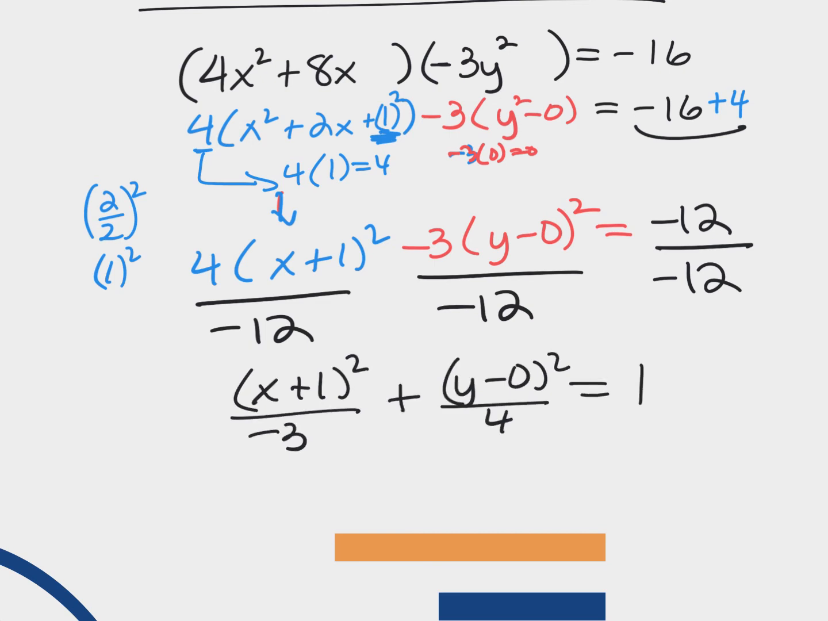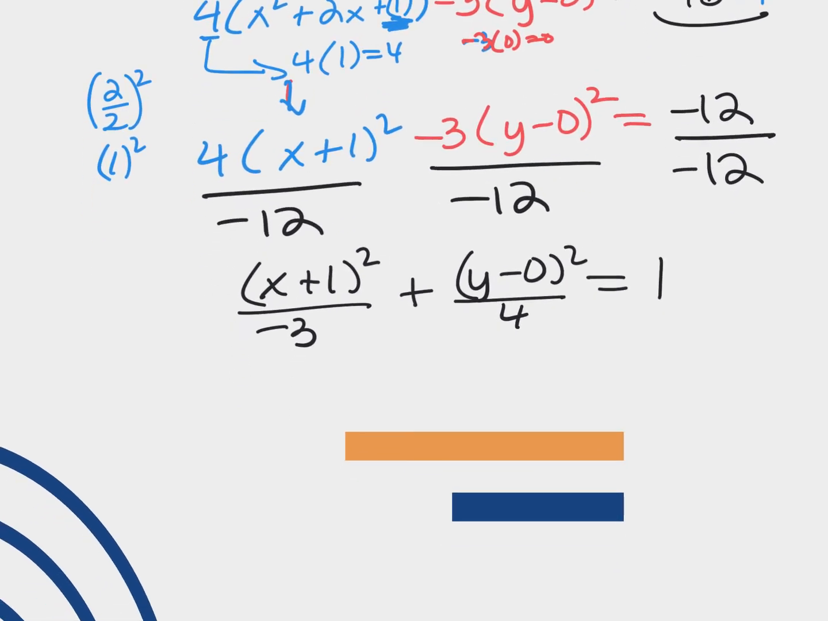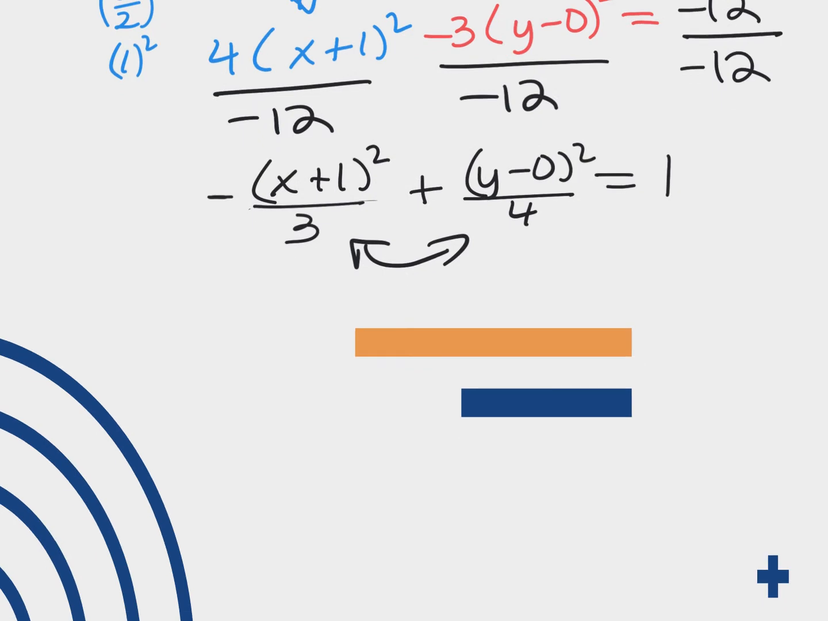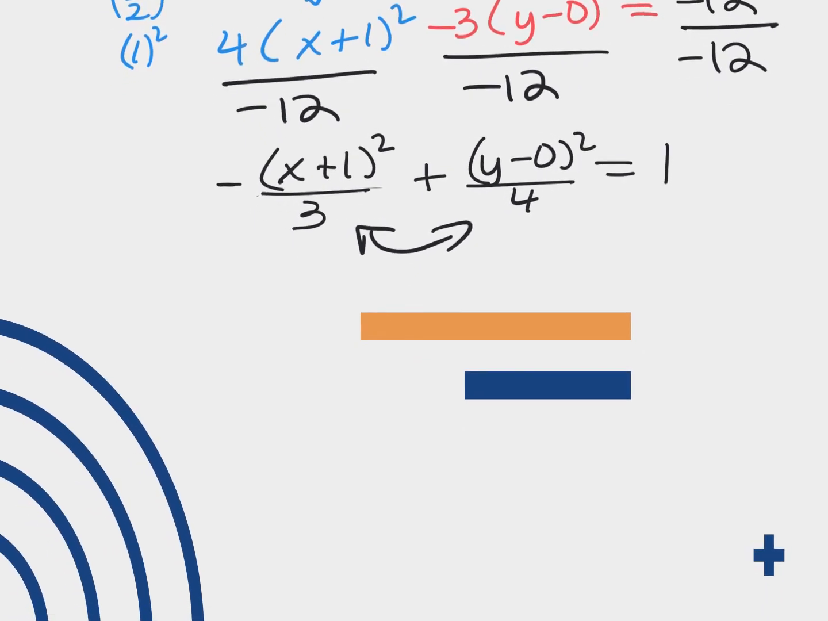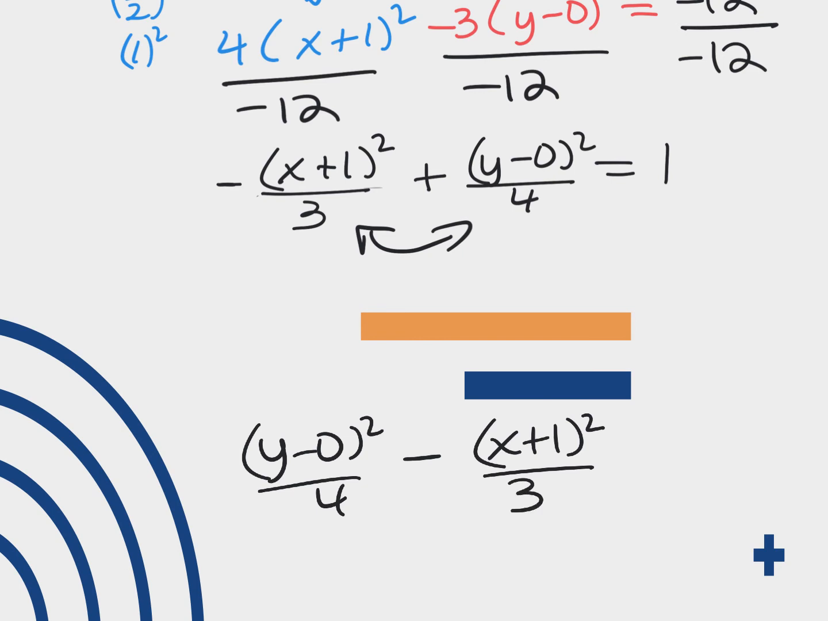Now, I want this set up so it's got the subtraction sign. I don't want a negative denominator there. So really what I can do is, instead of writing negative 3 here, I would have put the negative sign in front. And now I'm going to switch these, because I'm going to treat this negative sign as a subtraction. So now what I should have written first is the y minus 0 squared over 4 minus the x plus 1 squared over 3 equals 1. I'm switching the order here.